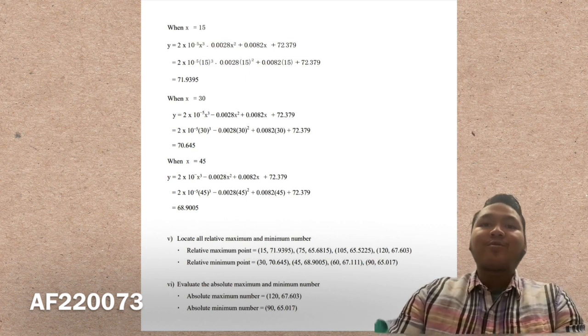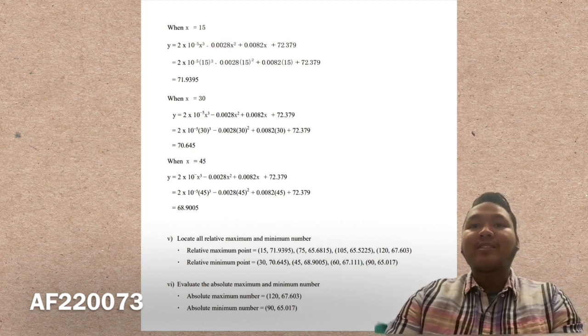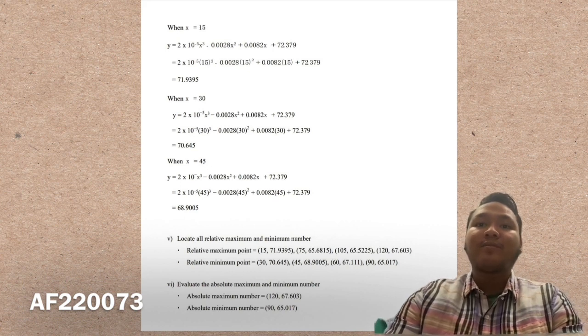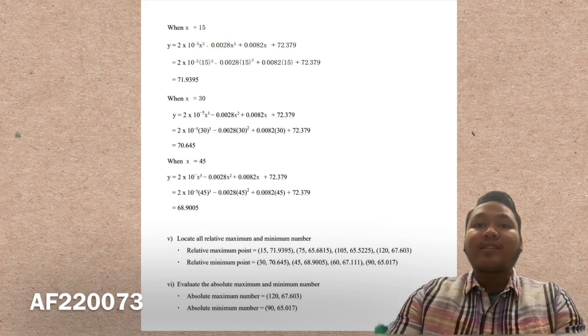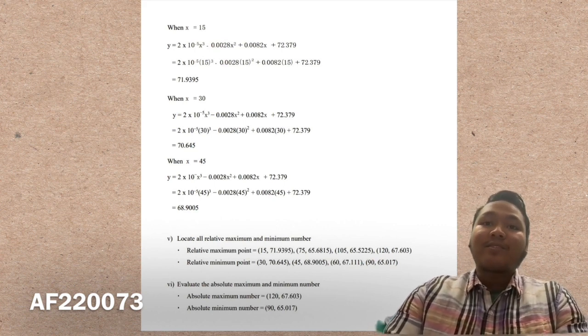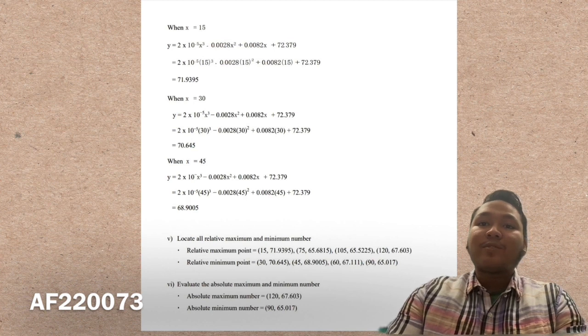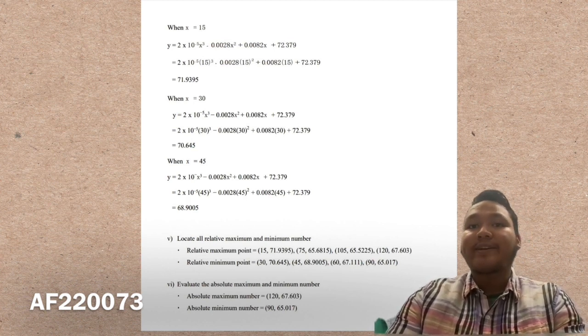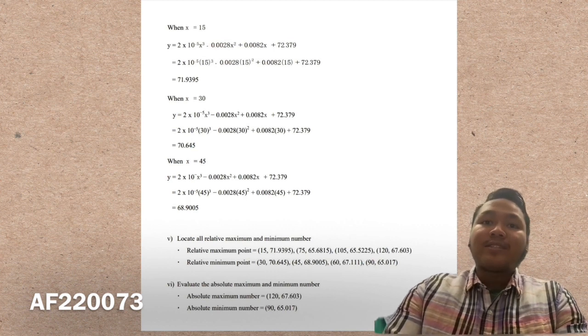For the question that is locate all relative maximum and minimum number, the first relative maximum point is 1571.9395, and then you just etc. For the relative minimum point is 30.730 and 70.945, and then etc. And the last question is evaluate the absolute maximum and minimum number.